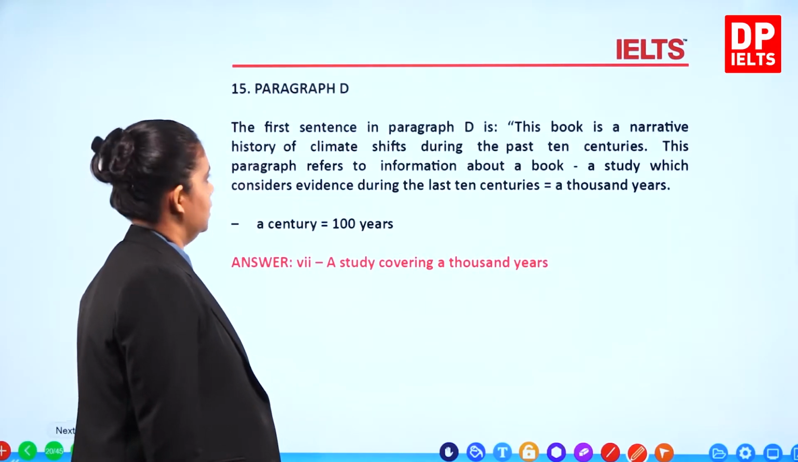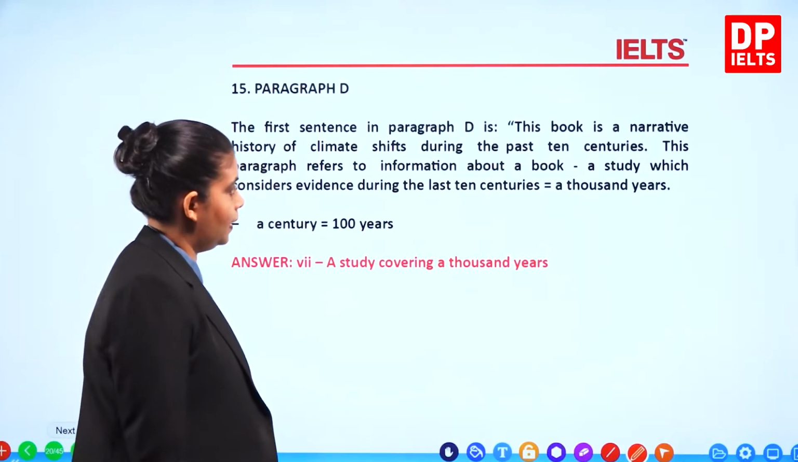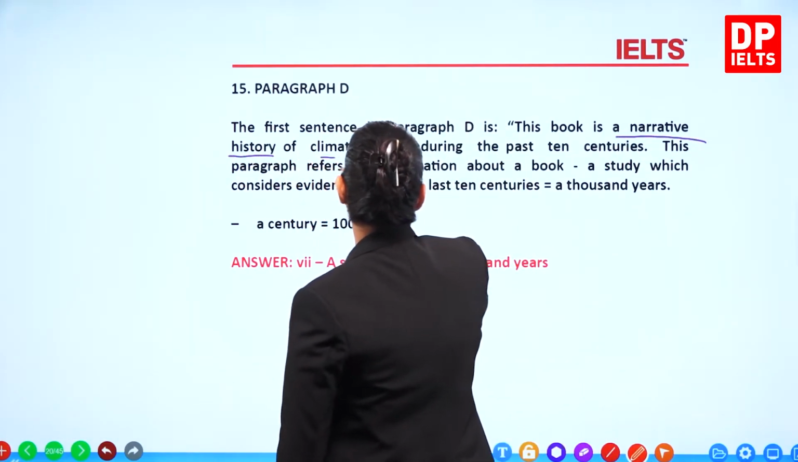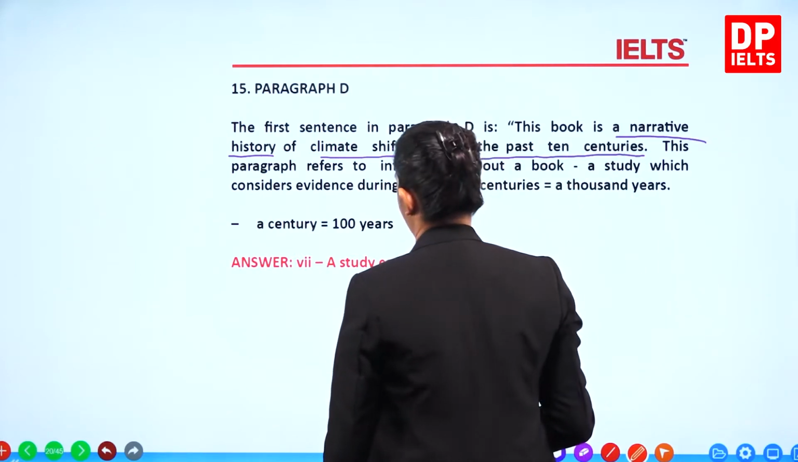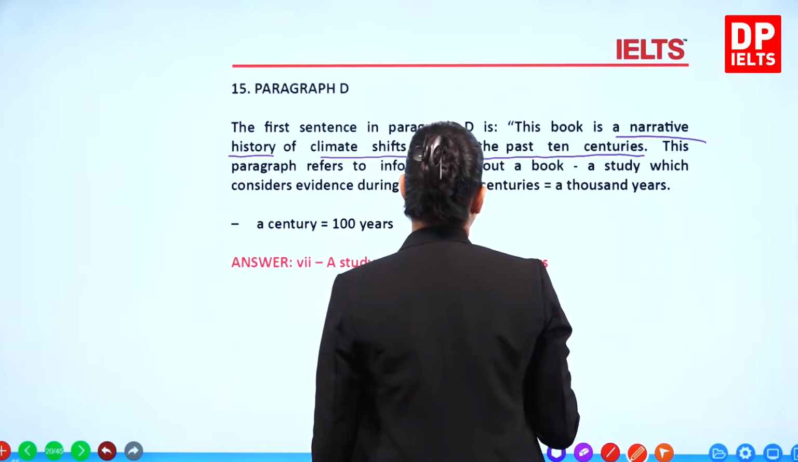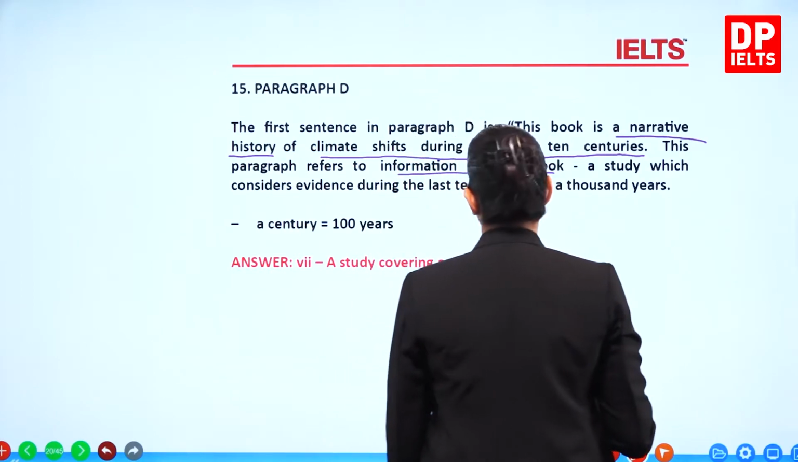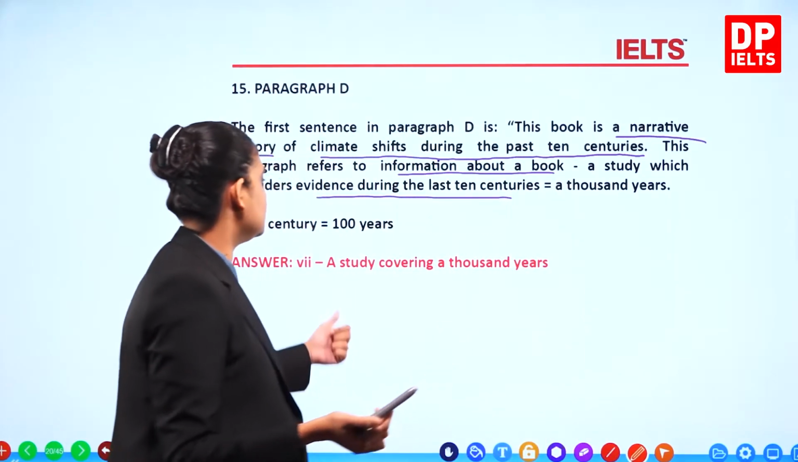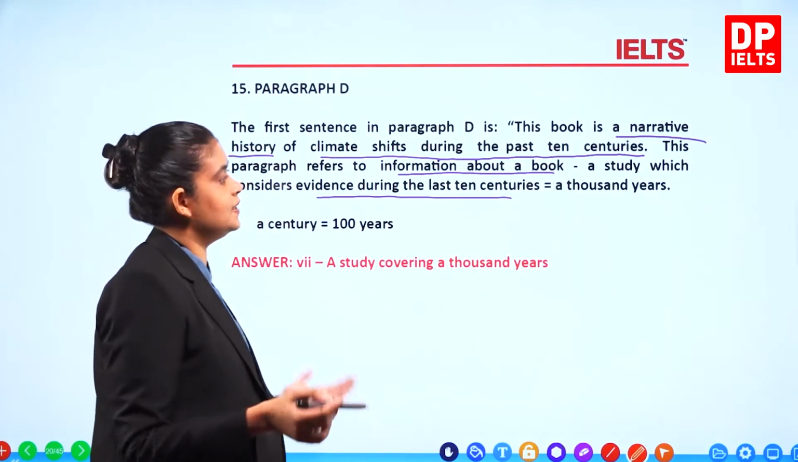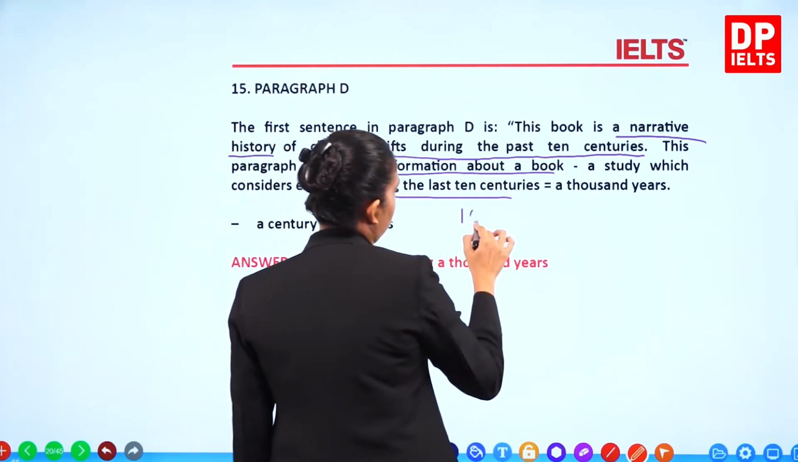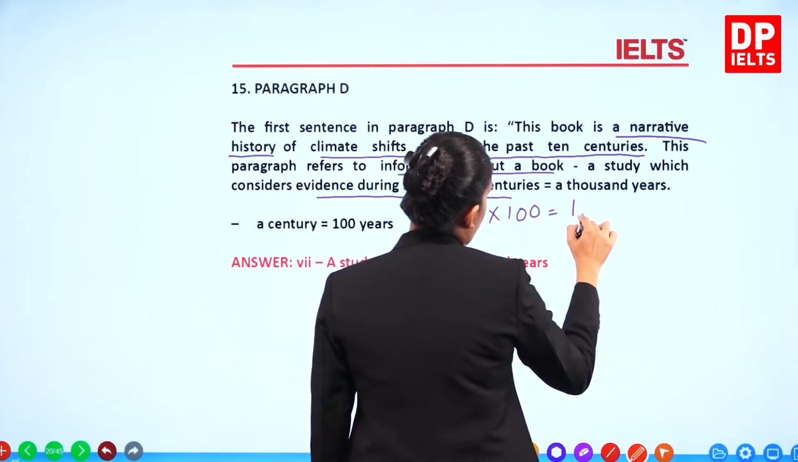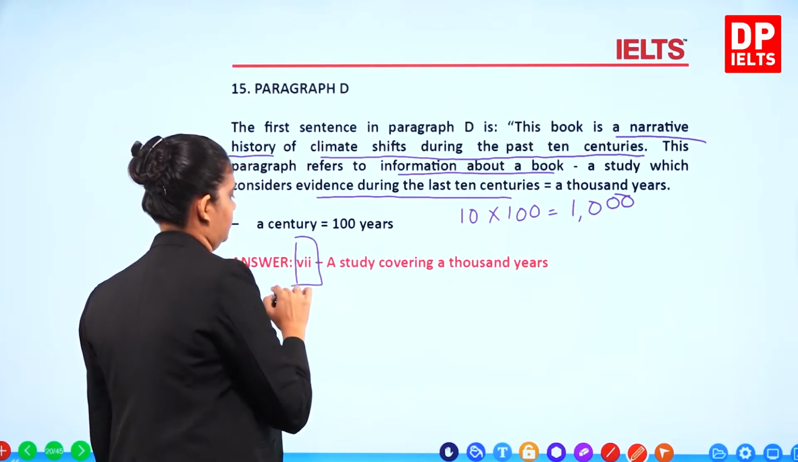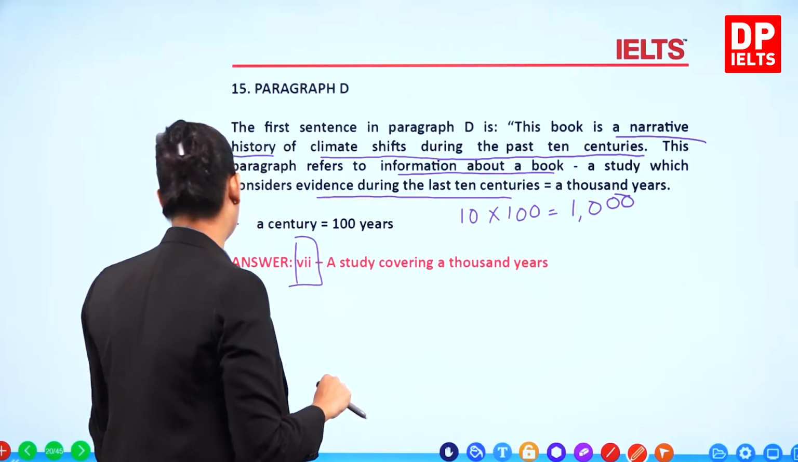Next one, paragraph D. Okay, so if you go to the first sentence in paragraph D, this book is a narrative history of climate shifts during the past 10 centuries. This paragraph refers to information about a book. A study which considers evidence during the last 10 centuries, which means 1,000 years, right? So it's a study covering 1,000 years. So it would be 7. Okay, a study covering 1,000 years.